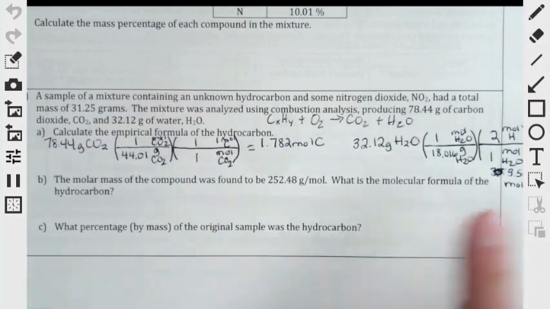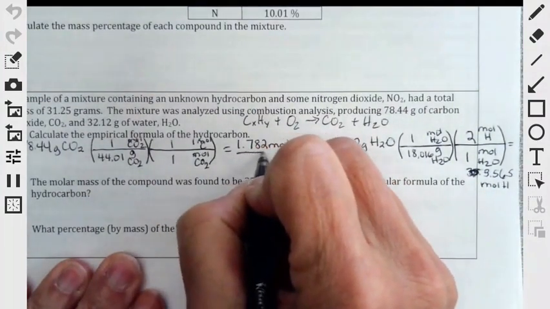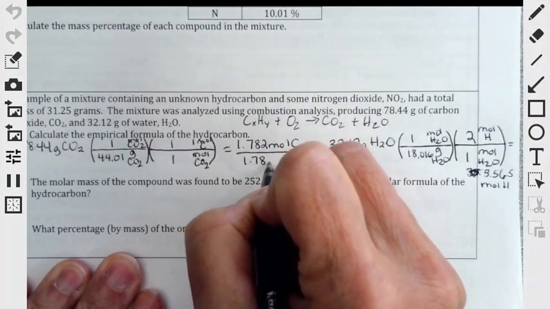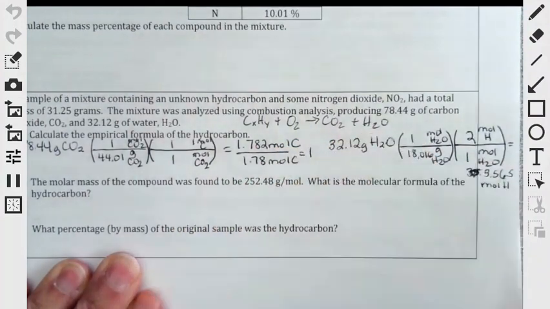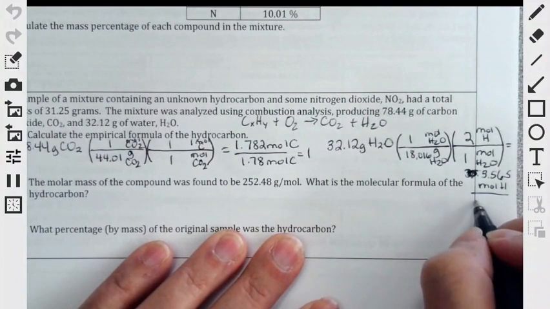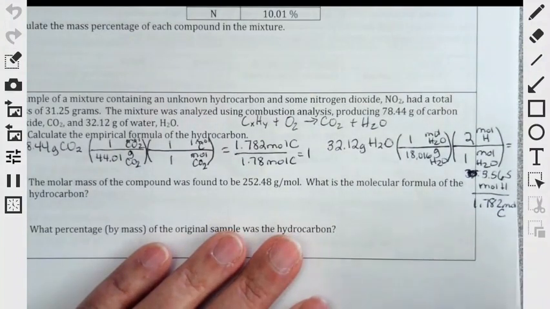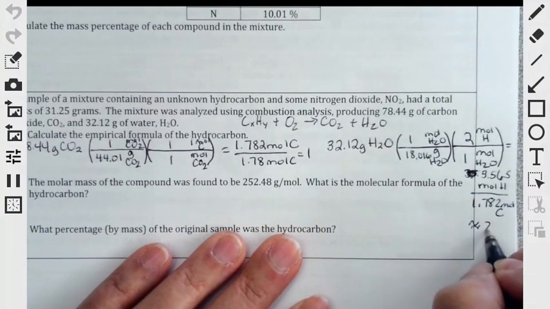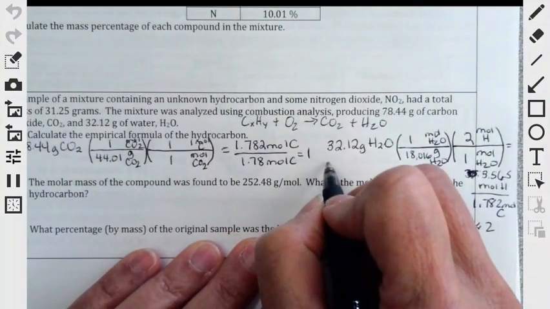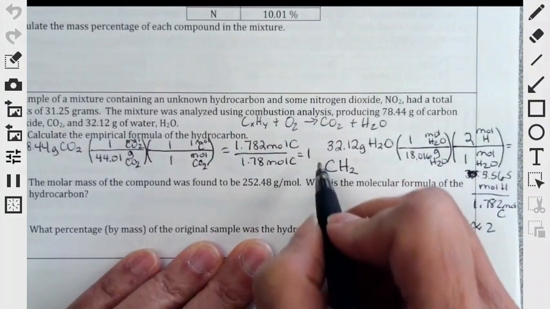So now we can use that ratio of moles of carbon and moles of hydrogen to figure out the ratio of carbon to hydrogen in our compound. So we found our moles. Now we're going to divide by small. So if I divide 1.782 moles, this is my smallest number of moles, by itself, that's going to equal 1. And if I come over here and divide 3.565 moles of hydrogen by 1.782 moles of carbon, that will give me that ratio, and that's about 2. So my empirical formula has a ratio of 1 carbon to 2 hydrogens, so my empirical formula is CH2.